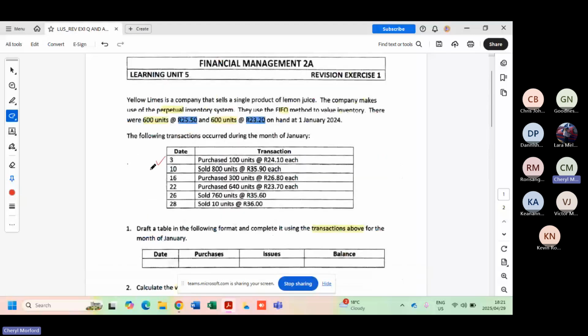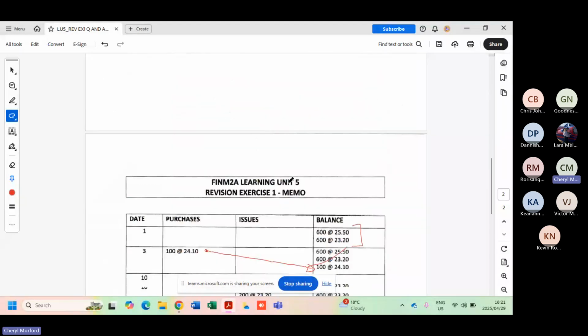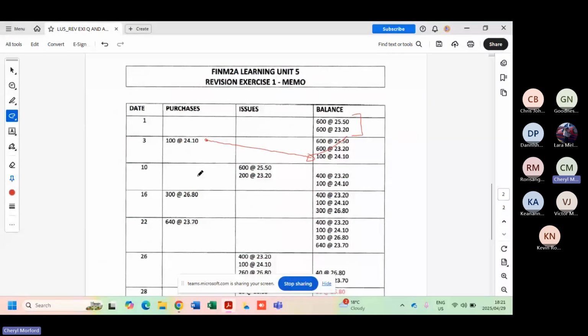Then on the 10th, a slightly more interesting one, we have a sale. The important thing is the number of units. So we are looking at recording the inventory based on the quantity as well as the cost price. So now, based on the first in, first out method, we're going to start with the oldest ones and we're going to work our way through them until we arrive at 800. And it's going to consist of different batches. So let me show you how we're going to do it.